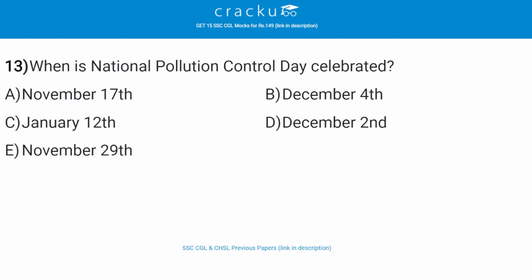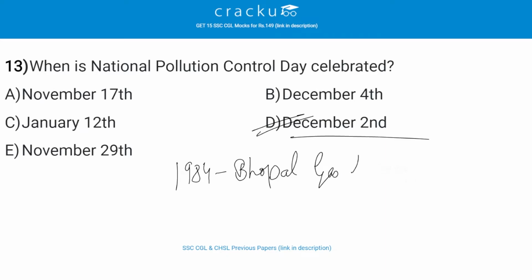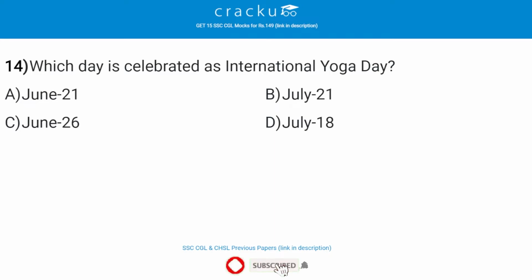When is National Pollution Control Day celebrated? The correct answer is D, that is December 2nd. So National Pollution Control Day 2021 is observed annually on 2nd December to remember the people who lost lives during 1984 Bhopal gas tragedy. It is also the day to raise awareness about the hazards of air pollution. Which day is celebrated as International Yoga Day? The correct answer is A, that is June 21st.